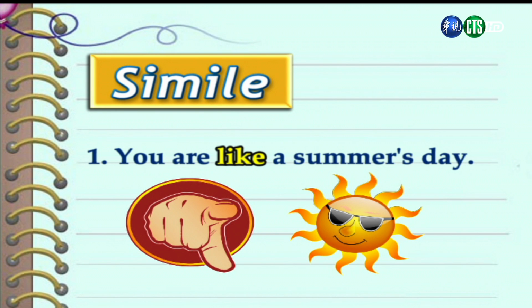You are like a summer's day. And this sentence compares the subject you to a summer's day. And this means the writer of the sentence must see some similarities between you and a summer's day. And he's using like to show that connection. Let's take a look at some more examples now.